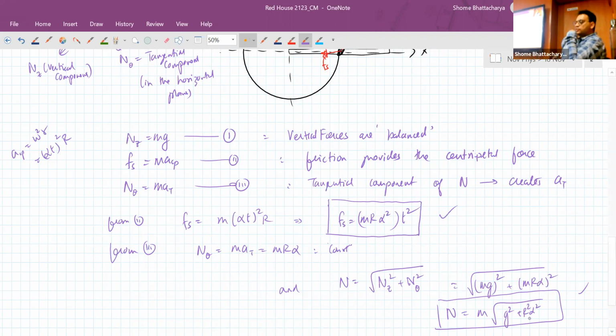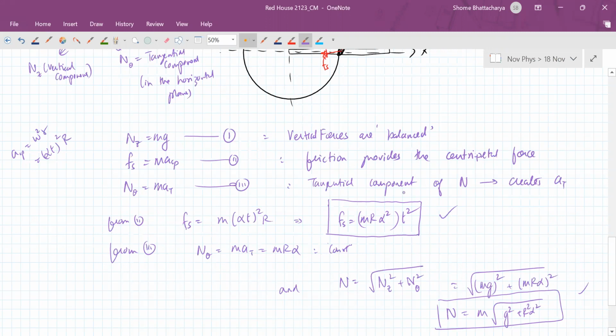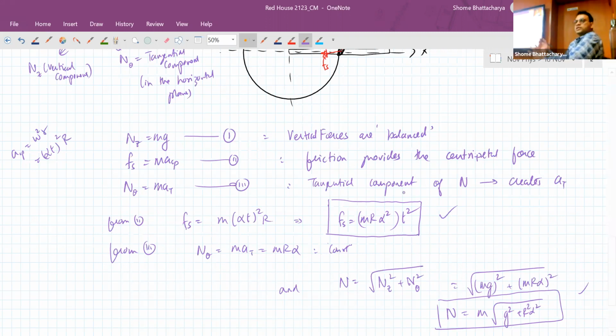So suppose I had given r alpha in such a way that the square root of g square plus r alpha whole square comes out to be, let's say, 12.5. g is 10, so that's coming out to 12.5. So your normal reaction becomes mass into 12.5. That into the coefficient of friction is the maximum friction available. At some stage, this quadratic function of time, which is your friction, some constant into t square, will equal mu into n. Just at that moment, the slipping will start. You can understand.